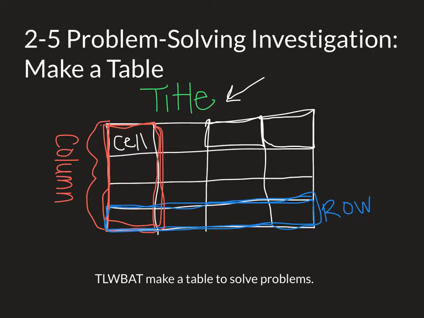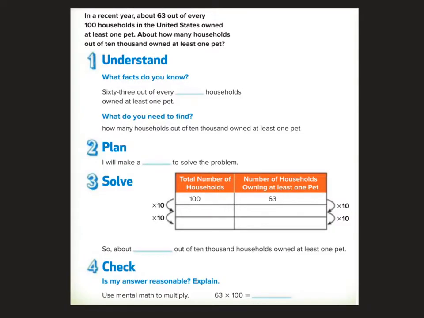So our goal is that we're going to be able to make a table to solve problems. So let's get started. All right. So it says, in a recent year, about 63 out of every 100 households in the United States owned at least one pet. About how many households out of 10,000 owned at least one pet?